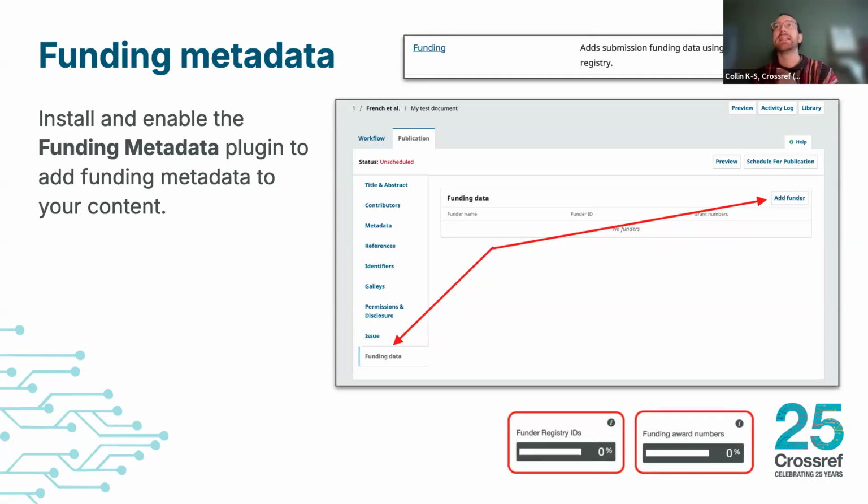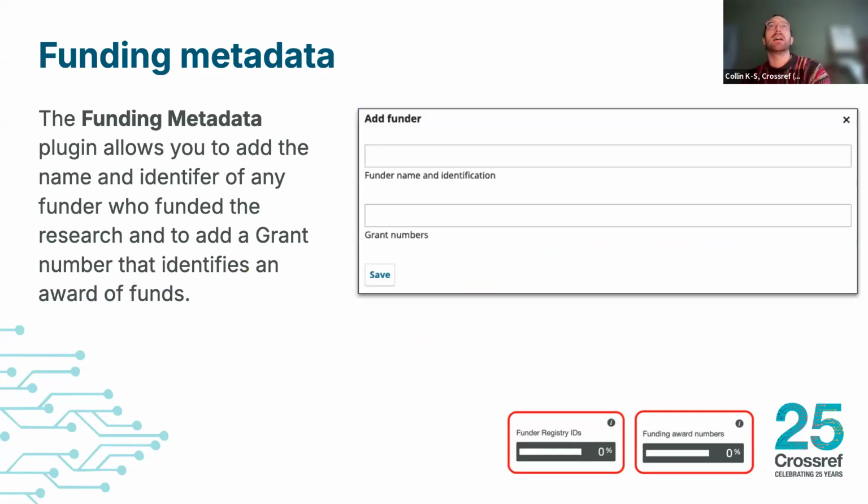So you can add this information by installing the funding metadata plugin, and then you'll be able to click on Add Funder. You can add the funder name and identification, identification being the funder registry ID. You can also include grant numbers. So this might be an internal grant number provided by, say, a government institution.